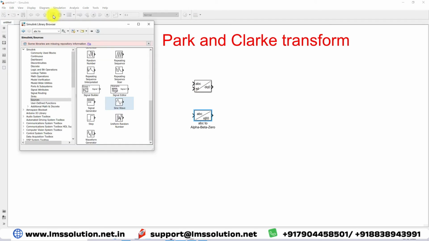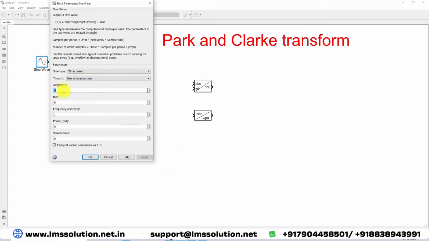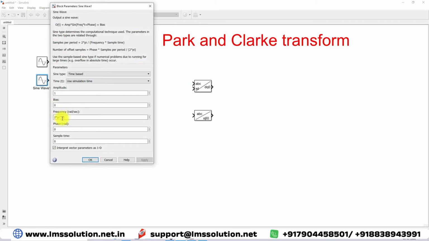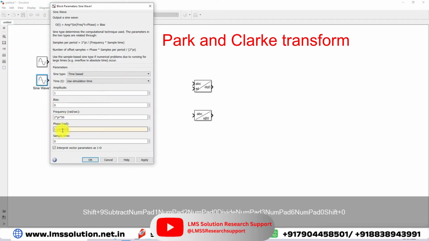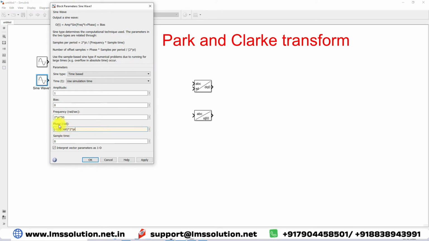For that, go to the Simulink Library Browser, go to Sources, and take a sine wave. Then here you can set the amplitude and frequency. Here I'm going to take the frequency as 2 pi f, that means 2 pi 50 hertz, and I'm going to make the phase angle 0. Then I'm going to set the phase angle for the second phase. Here I'm going to take minus 120 divided by 360 into 2 into pi, because the phase angle should be given in radians. That's why we are taking it like this.